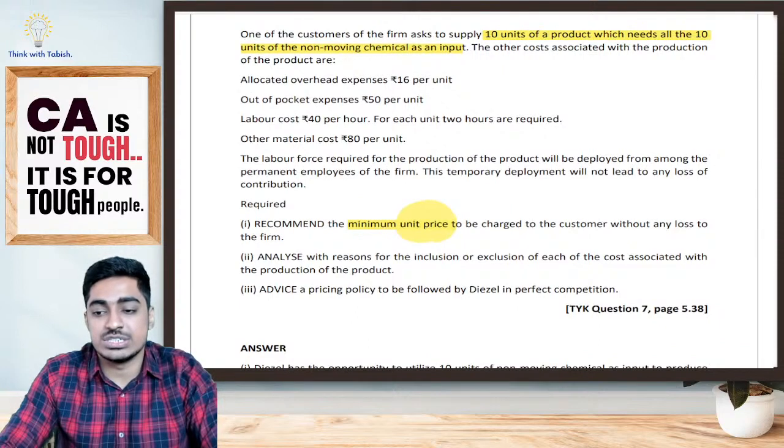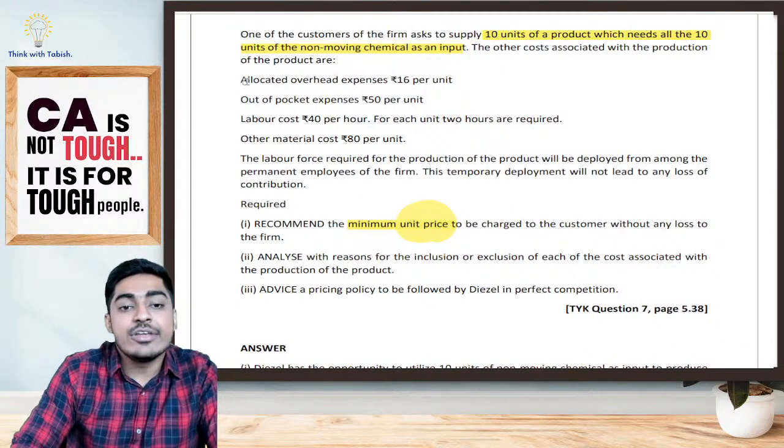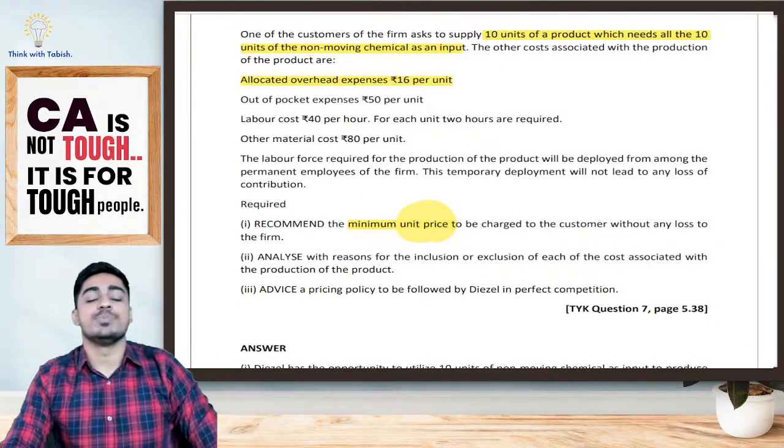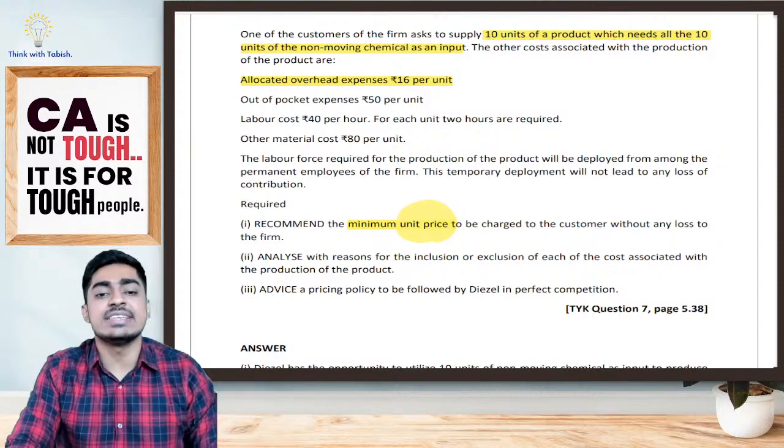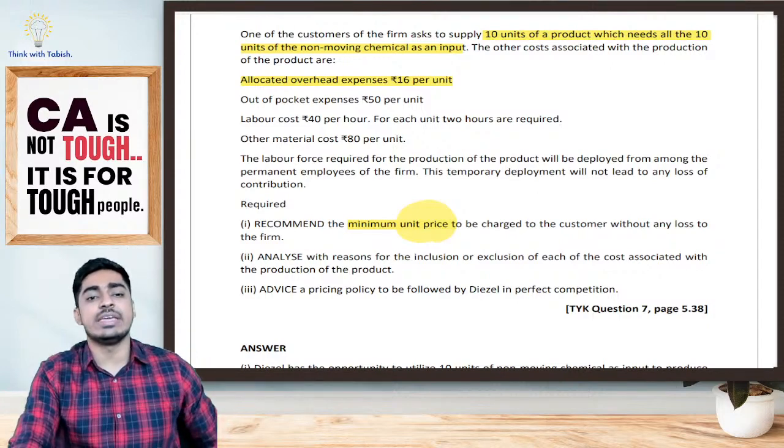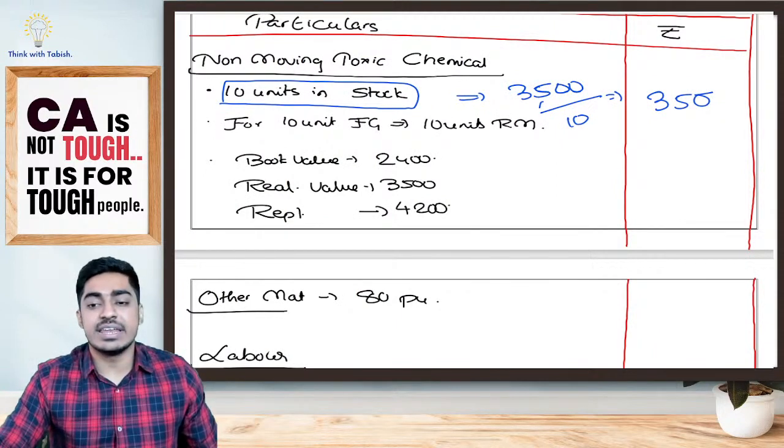Next, what else is the question telling us? Allocated overhead expenses 16 rupees. Allocated overhead, is it relevant? Is it irrelevant, students? Allocated overhead, tell me. Is it relevant? Is it irrelevant? Allocated overheads.